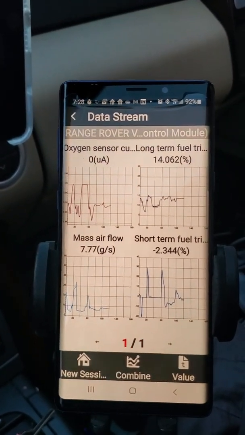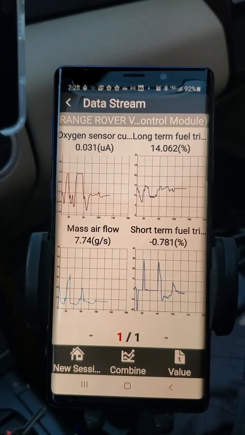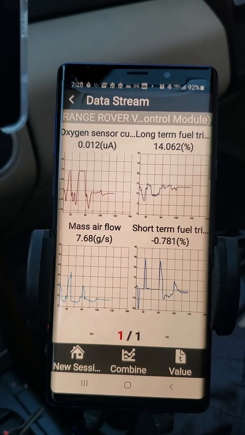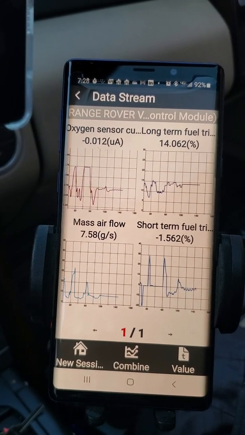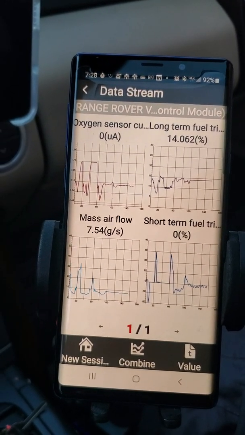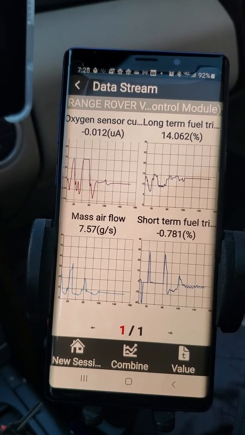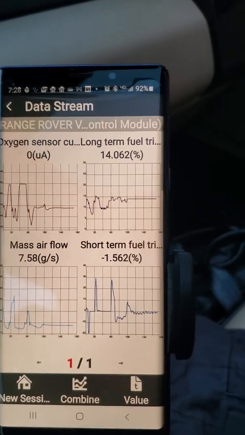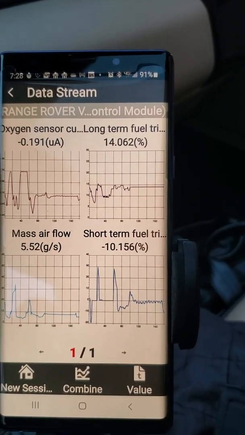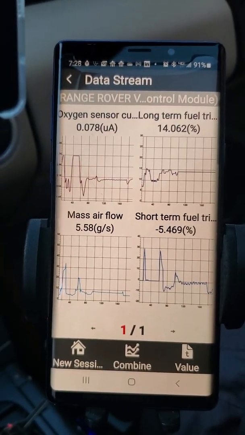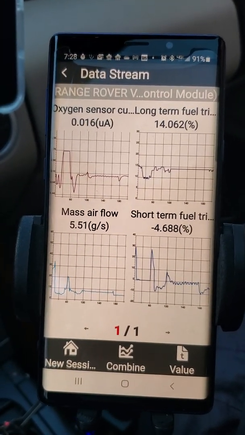Here we are again for bank 2. I had just pulled over. That's why the metrics are not evened out. I just pulled over in park at 700 RPMs. These measures are for bank 2.